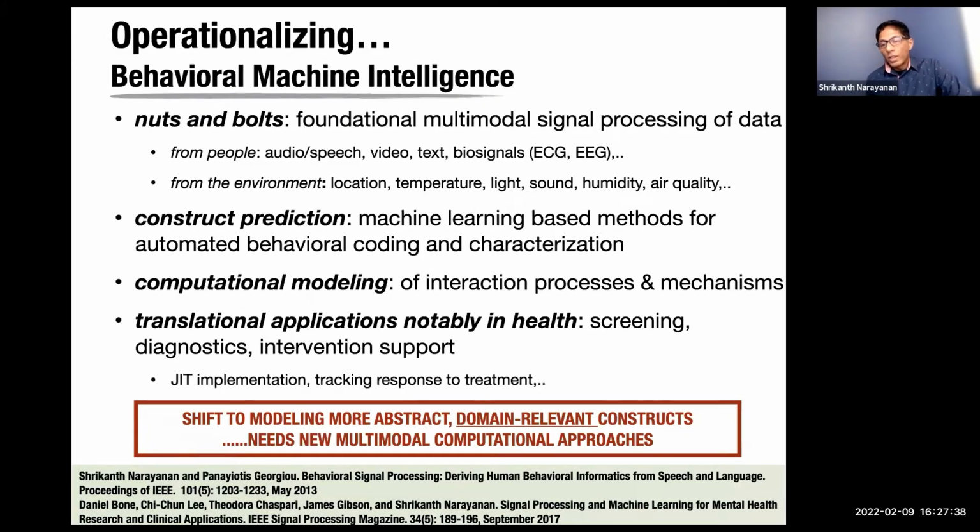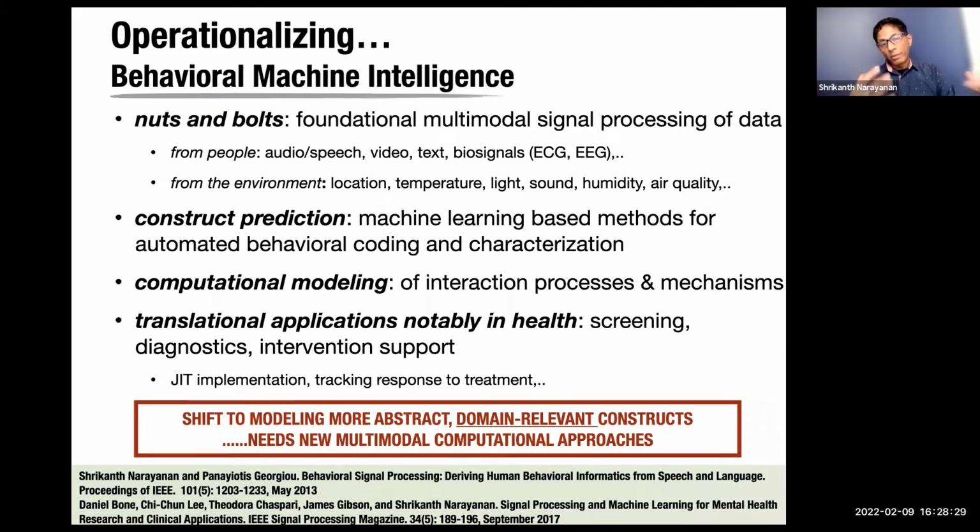we have the nuts and bolts, which are things that have been happening in the field for a long time, like multimodal signal processing of data from people and from the environment. Then with machine learning and other estimation and information theoretic methods, we can actually do prediction, for example, of specific target behavior using such data. But we can do more. We can build sophisticated computational models of interaction processes and mechanisms, and in fact think about causally understanding behavior patterns, and so on.